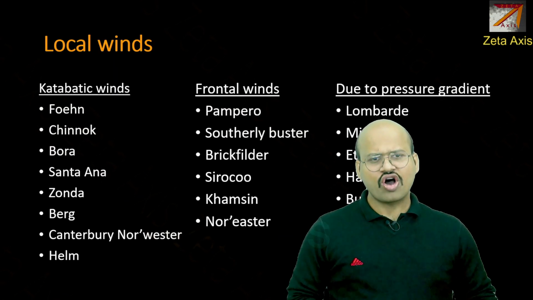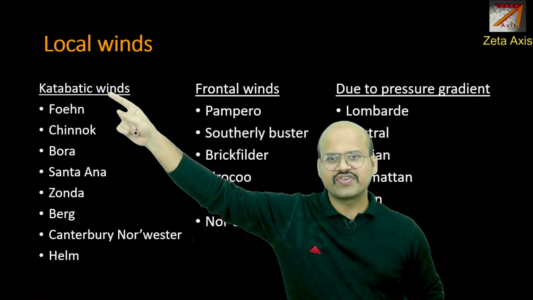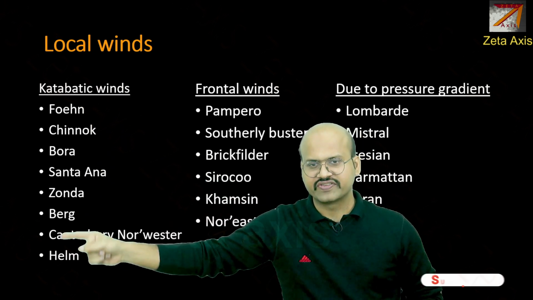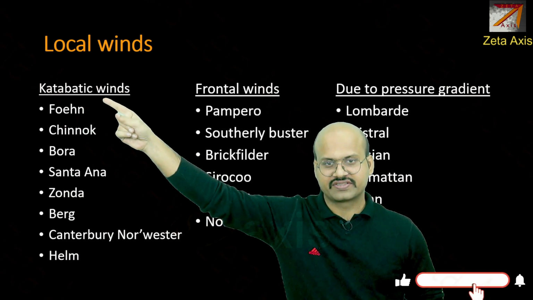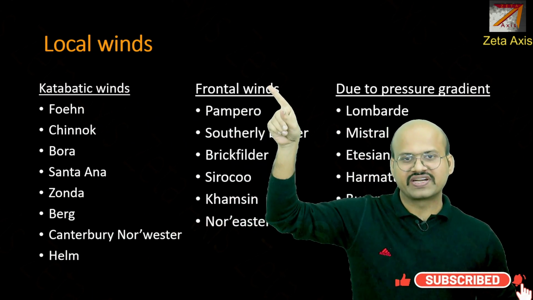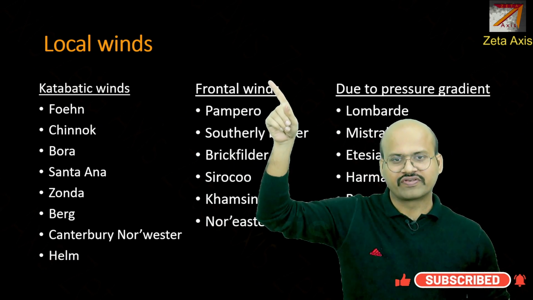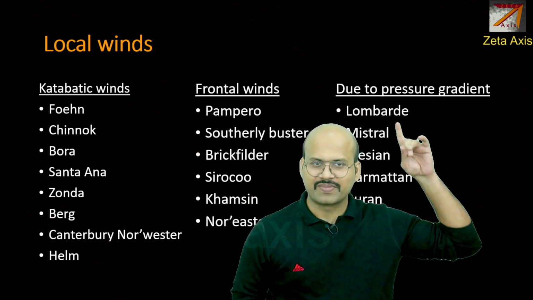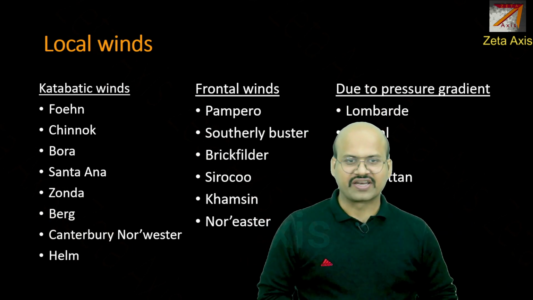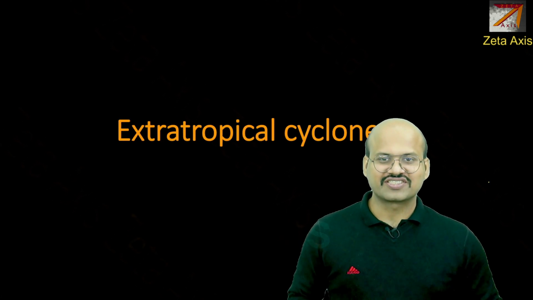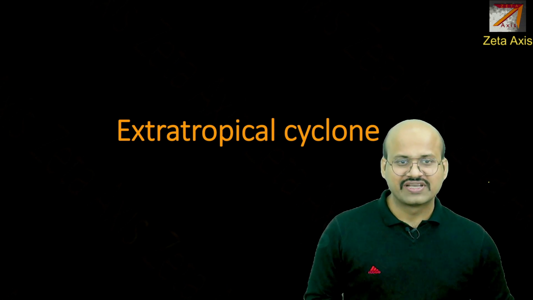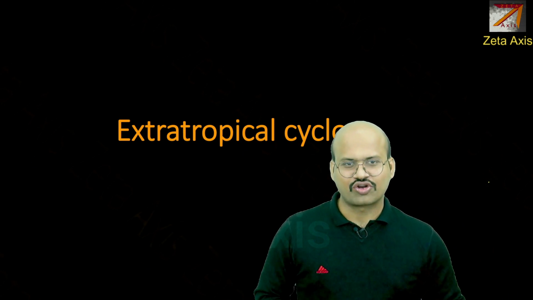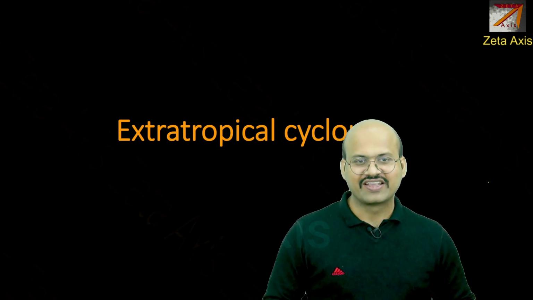Here is the list of all the local winds, and in the previous video we discussed in detail all these winds. They were katabatic winds. In this particular video we will discuss frontal winds, and we will discuss each of them one by one. And in the upcoming video we will discuss the winds due to pressure gradient. Now let's first understand extratropical cyclones, because understanding the mechanism of extratropical cyclone will help us understand the frontal winds.